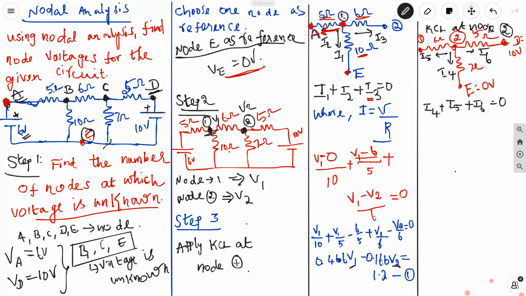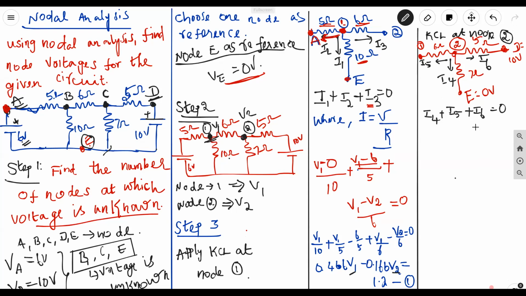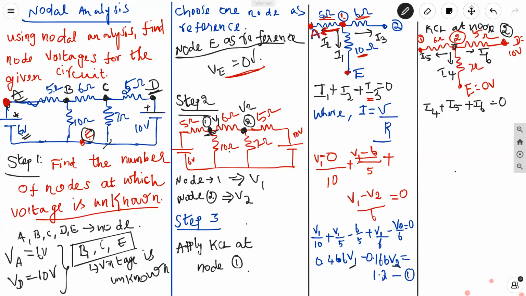Sir, any doubt? Yeah, tell me. Sir, at node 1 we took outward currents, so at node 2 it will come inwards only, sir. No, no, you forgot about node 1. Now concentrate only on node 2. For node 2, you have to assume separately. At a particular node, you take all the currents as outgoing currents.